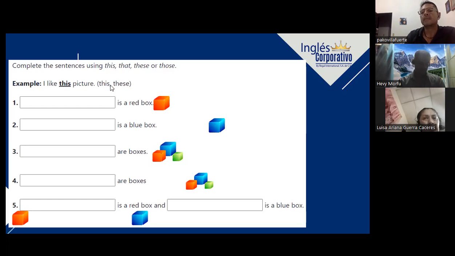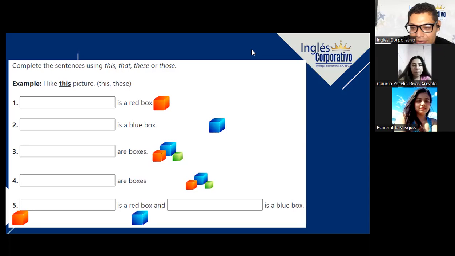So we could say, this is a red box and that is a blue box. Okay, so look at the chat. Thank you. That is something very valuable in the system.